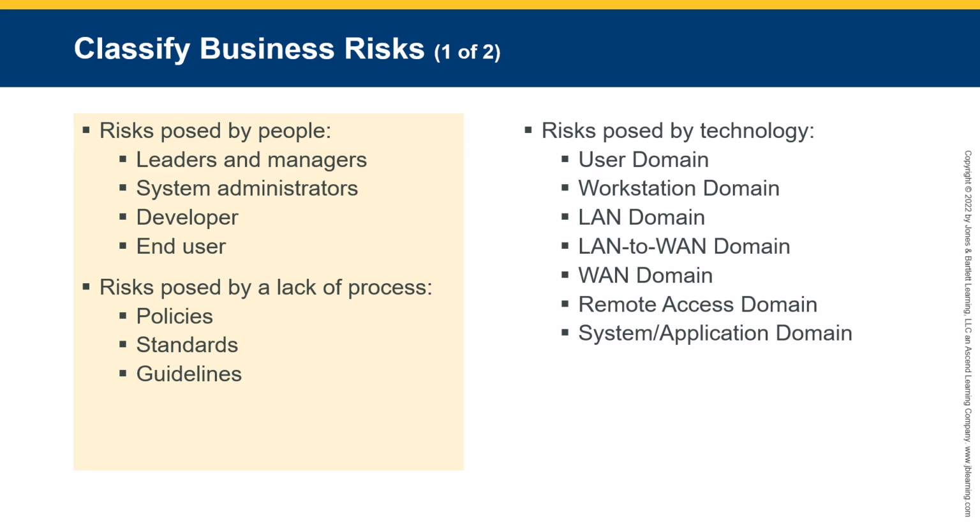Then again, risk posed by technology. The 7 domains within the technology that we're going to be focusing on throughout our book is the user domain, workstation domain, LAN domain, LAN to WAN, WAN, remote access, and application. These are the 7 domains that our author is going to keep referencing. Again, these are going to be on LAN. This is going to be connecting our LAN to our WAN. This is everything within our WAN, remote access, and then all software and applications.